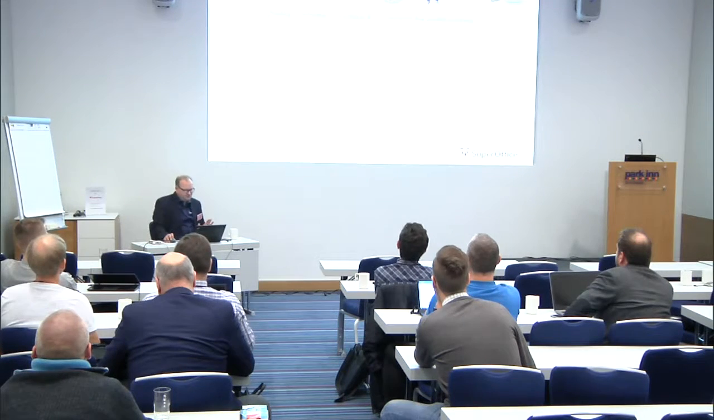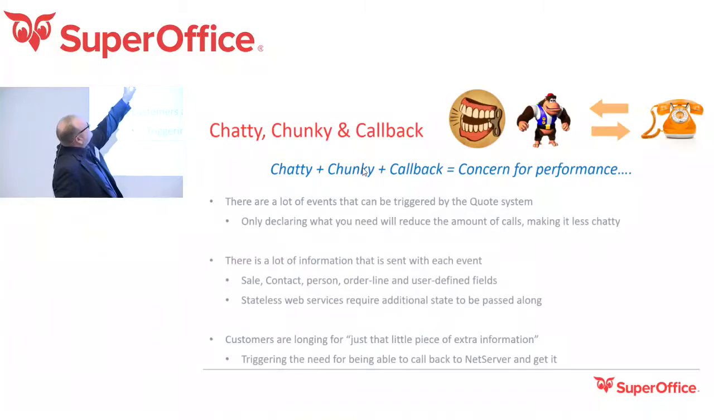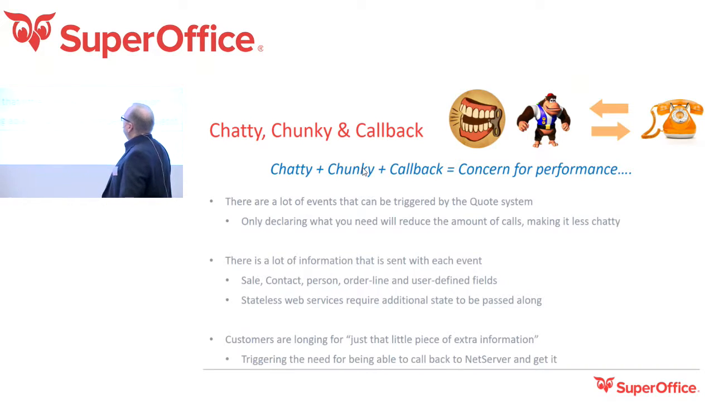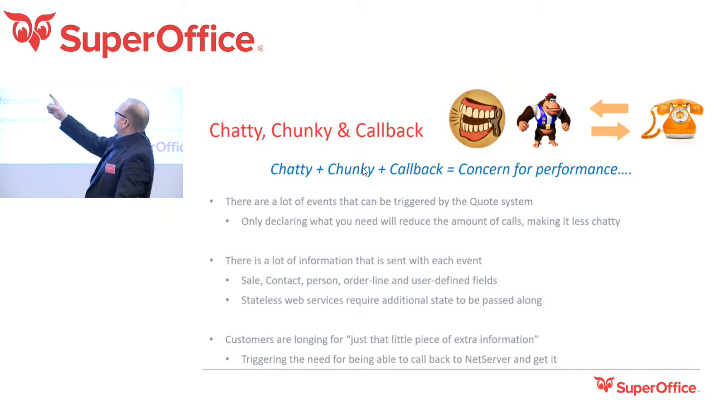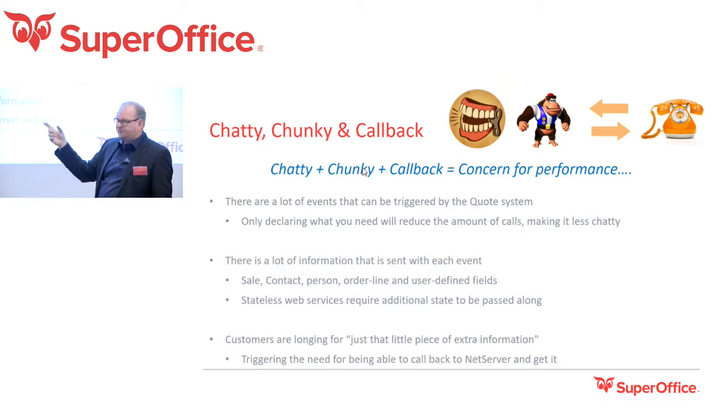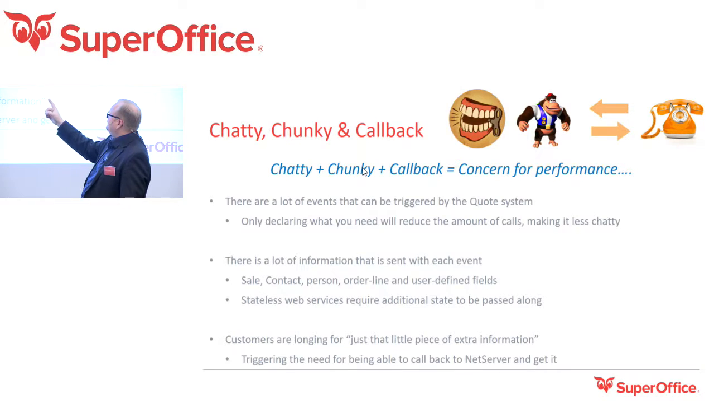So what I showed you briefly, I will jump back to that when I explain a little bit more. We had this chunky interface, and we knew we needed a callback, and we are concerned about performance, but there's still some extra piece of information we need every now and then. You can, inside your connector, declare which events you want to handle. So only declare what you actually need, so we don't make extra calls across, right? There's lots of information sent to each event: sale, contact, person, order lines, and user-defined fields and everything. That amounts to quite a lot of data.